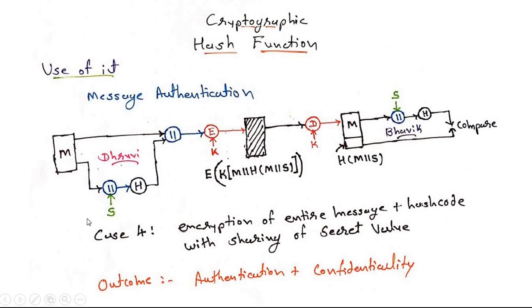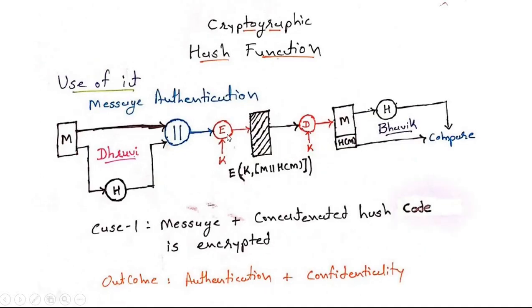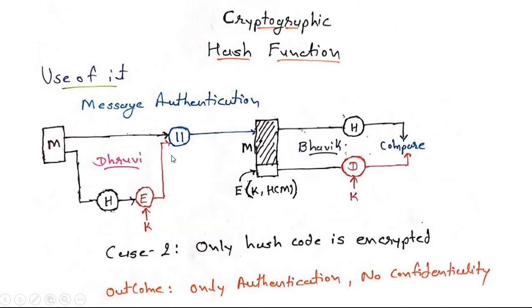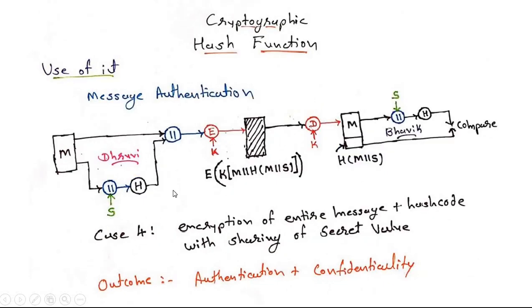Now one more case. In this case we are applying encryption as well as the secret key value, both. Like in our case number 1, we applied encryption only. In case number 2, we applied encryption on the hash code only. In case number 3, we applied the secret key value only in place of encryption. But right now in this case we are applying encryption as well as the secret key value.